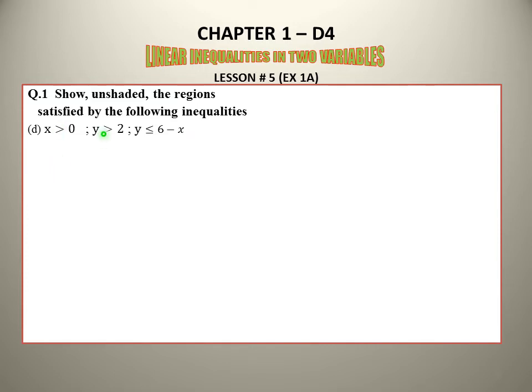This is a horizontal line because this inequality has only one variable, which is y. This is a non-vertical line, which is already written in gradient intercept form: y is less than or equal to 6 minus x. You can write minus x first and then plus 6, like this. First inequality, second inequality, and we have rearranged the terms of the third: y is less than or equal to minus x plus 6. Now we will draw the graph of these by using the first method.